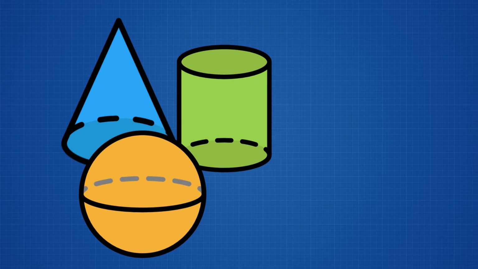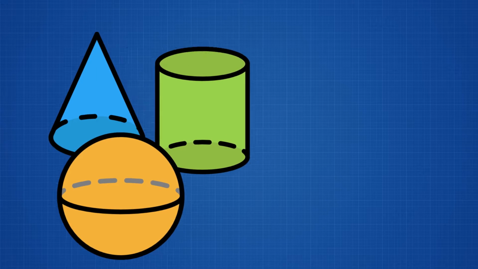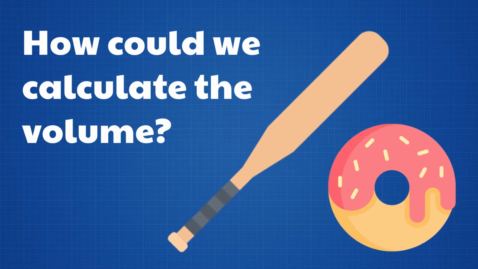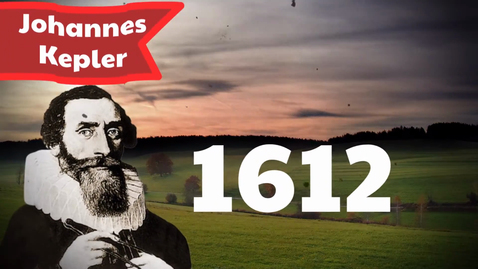Spheres, cylinders, and cones. We know how to find the volume of these forms, but what if we had a more complex structure, such as this one, or maybe this one? How could we calculate the volume? You see, it wasn't until around the year 1612 that German mathematician Johannes Kepler discovered the solution to this problem.